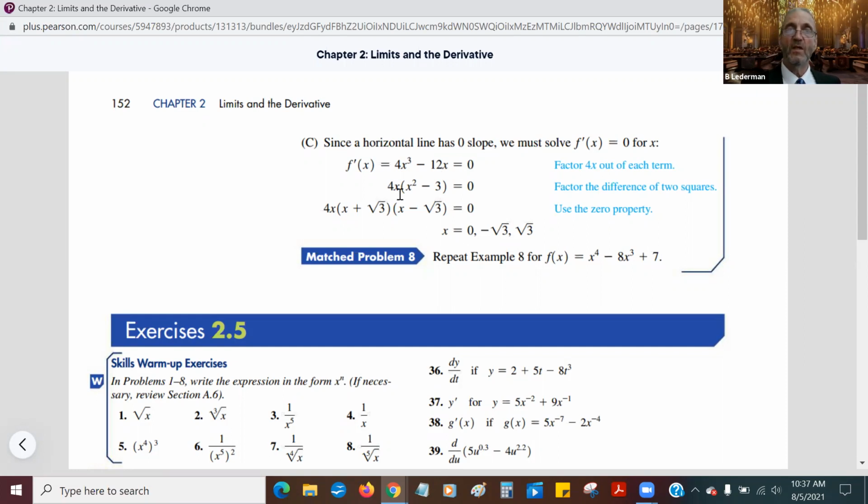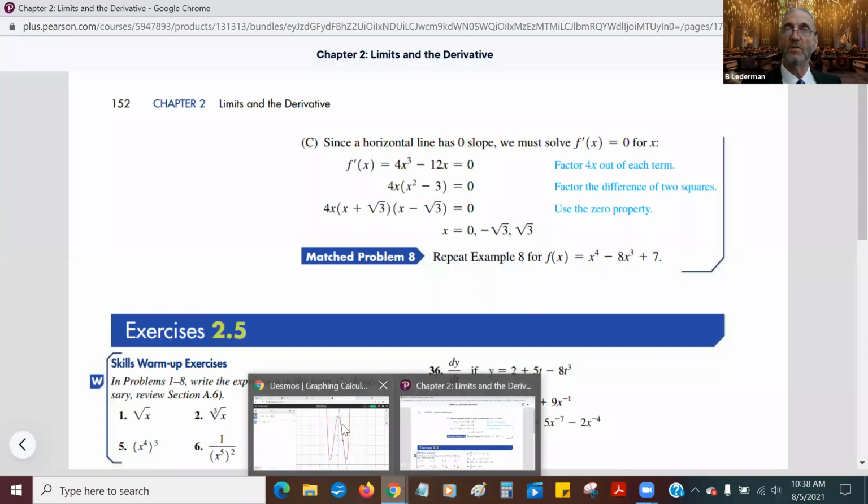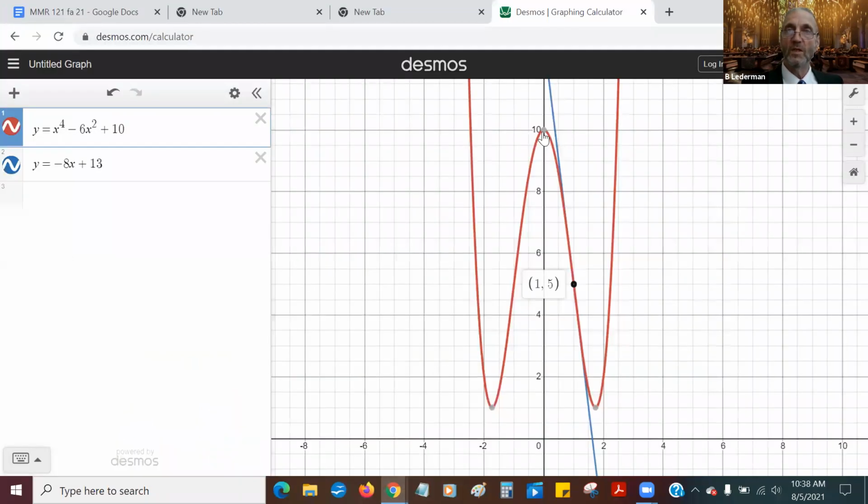Now, when I solve this, I factor out a 4x, and I have x squared minus 3. So basically, I have x equals 0, negative root 3, and positive root 3. Those are 3 places where you would have a horizontal slope. Let's go back to Desmos and see if that looks true. So that right there is 0. Here I'm going to have a horizontal tangent. Here I'm going to have a horizontal tangent. And up here I'm going to have a horizontal tangent.